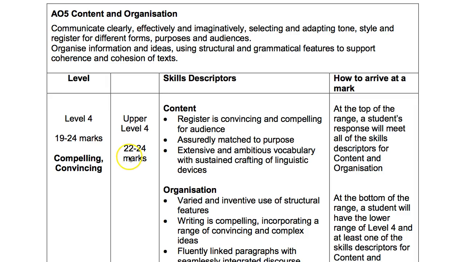Okay, well, the examiner simply uses two elements to the mark scheme. The first element looks at content and organisation. Well, let's just get into the examiner's head. They use this column first. They're really just trying to get a gut reaction. So is it compelling and convincing? No, because I found some problems with it.